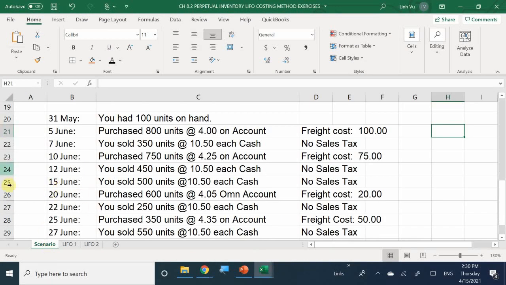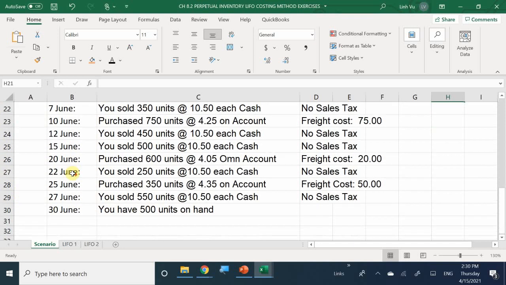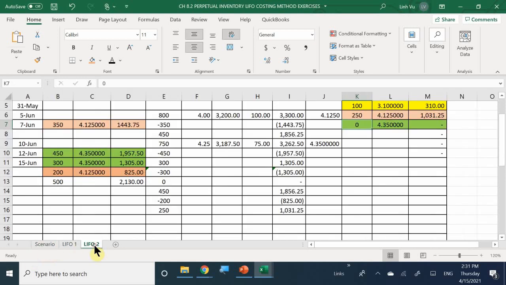So what has happened on June 20th? Let's see if we're good on time. We should be able to finish this. Yes. What happened on June 20th? We bought 600 units at 405 each with a freight of 20. 600, 405, 20. Okay.